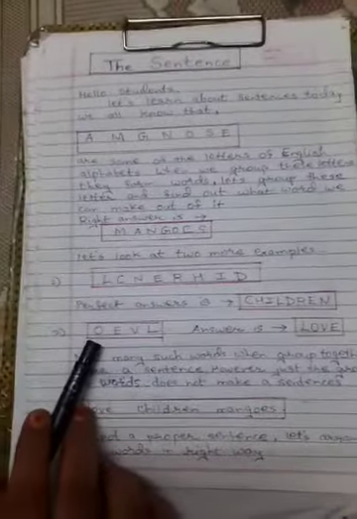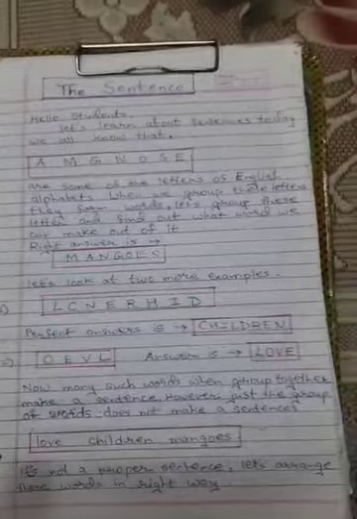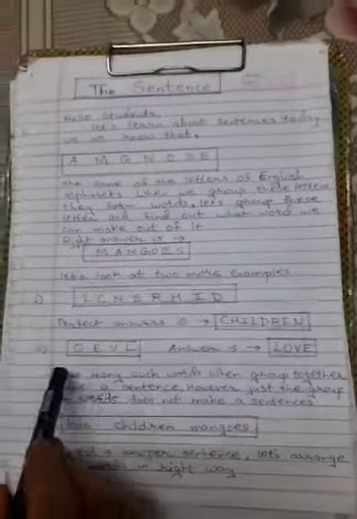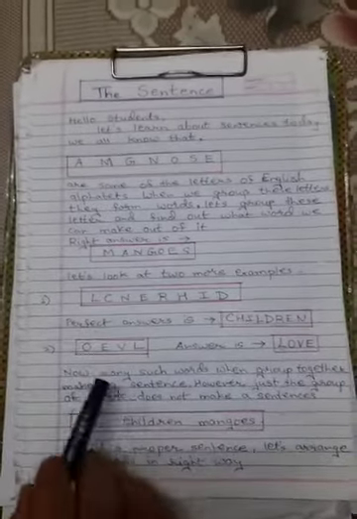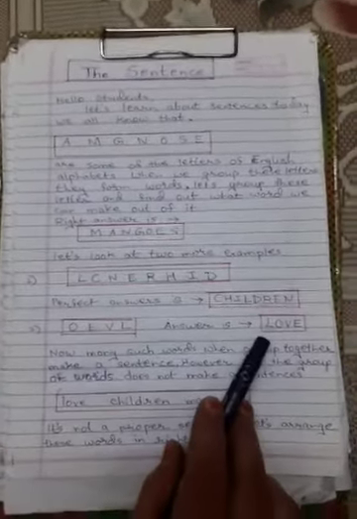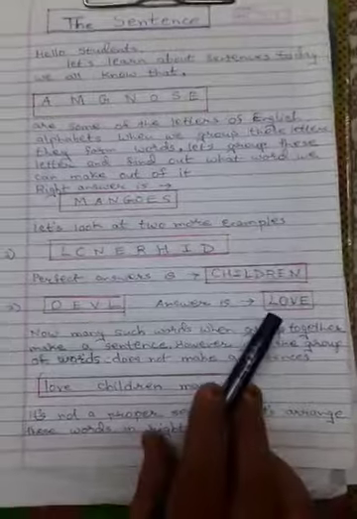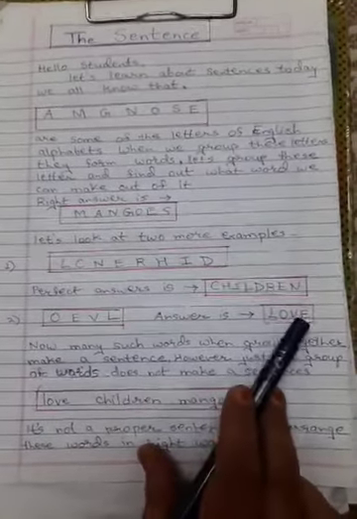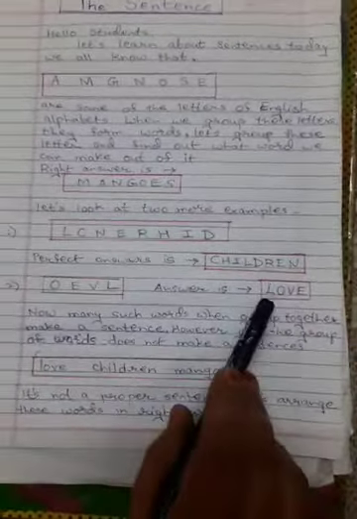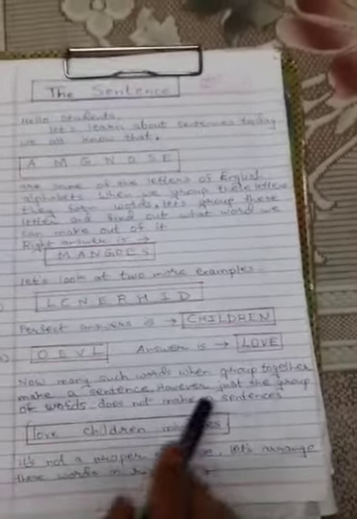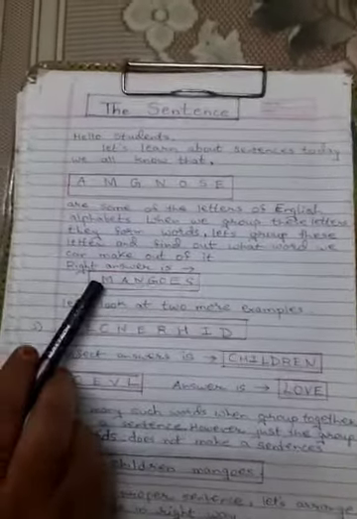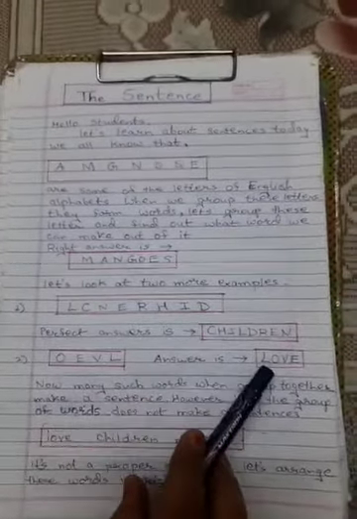See the second one: O-E-V-L. These are the alphabets, but we don't get a word from here. But when the same alphabets are arranged in a proper way, the answer we get is L-O-V-E, love. See, three words we have learned today. Which are they? Mangoes, children, love.